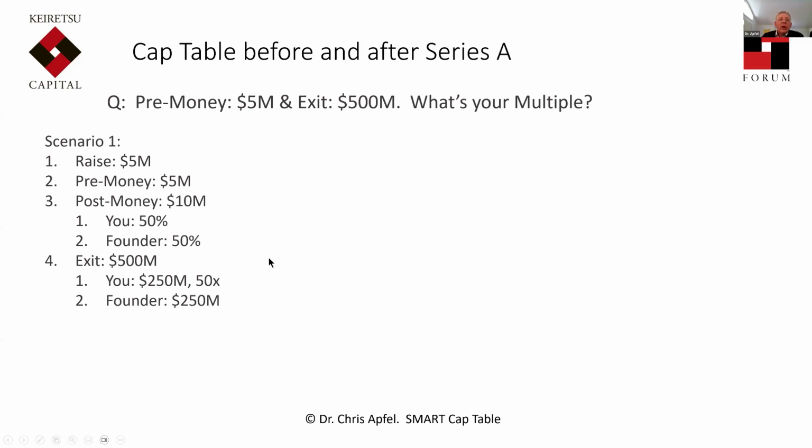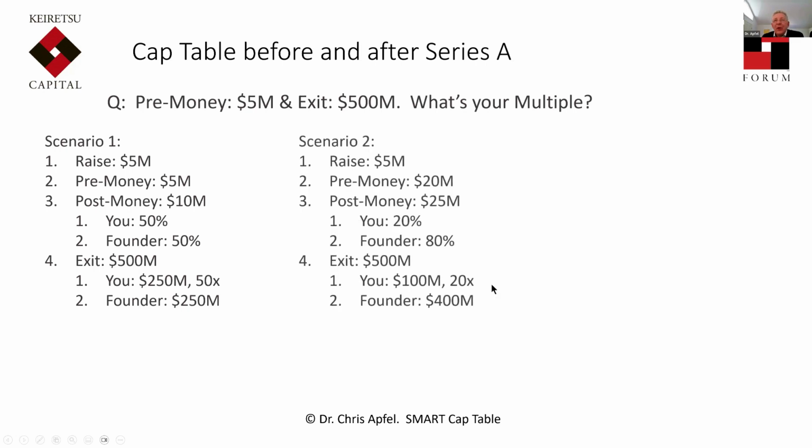Now, if the pre-money were not 5 million, were let's say 20 million, 4 times as high, you wouldn't have a 50x. You would expect a quarter, let's say 12.5x. But that's actually also not true, because at the end of the day, if you're raising 5 million on 20, you end up with 25 million post, and you would have 20%. So your exit would not be a 12.5x, it would be a 20x.